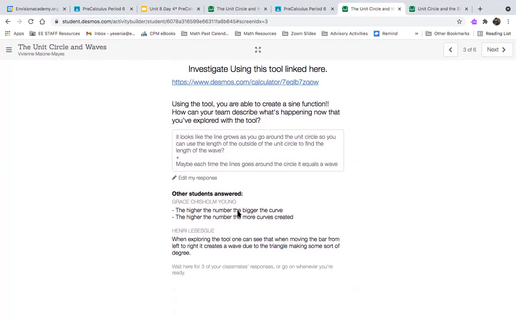So we have the higher number, the bigger the curve is what another group noticed. The higher number, the more waves created. Oh, so I guess like the higher each time we ran around, something similar to what Ruben said, the more waves we got. We also have another group that says when exploring the tool, one can see that when moving the bar from the left to the right, it creates a wave. Whoa, due to the triangle making some sort of degree. So that's interesting. So cool.